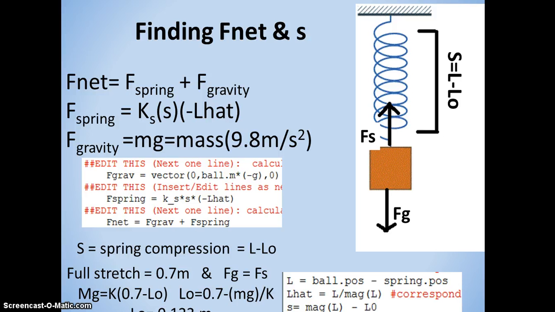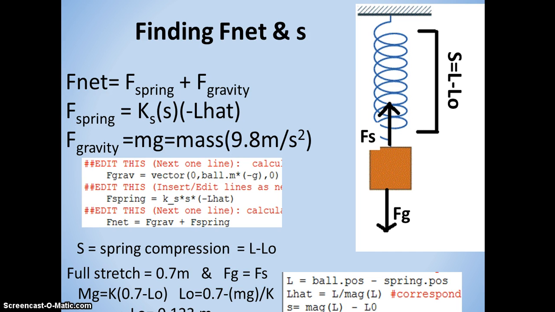In order to find F net and Fs, you need to know that F net equals the force of the spring plus the force of gravity. The force of the spring is k times our compression factor times a unit vector L, which puts a negative in the equation because it's in the downward direction. F gravity is mass times g like normal, and I put those into Python.